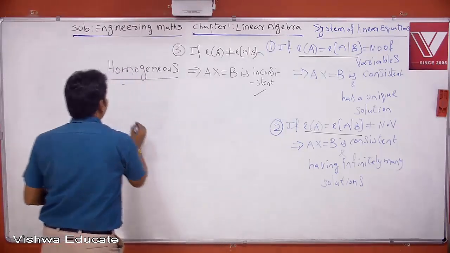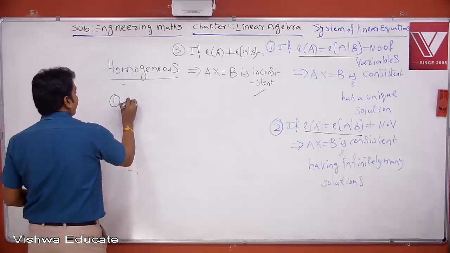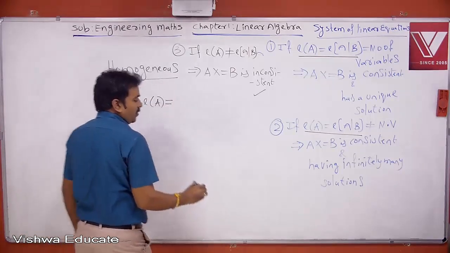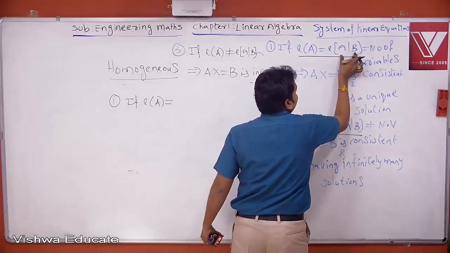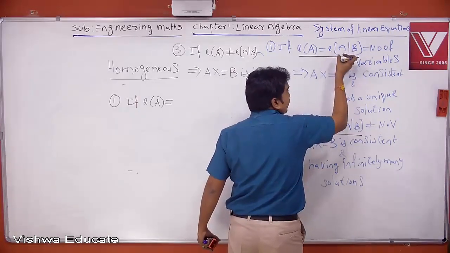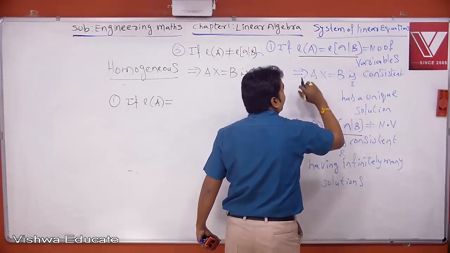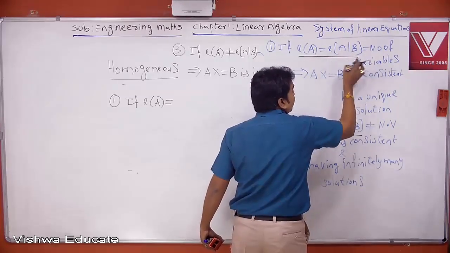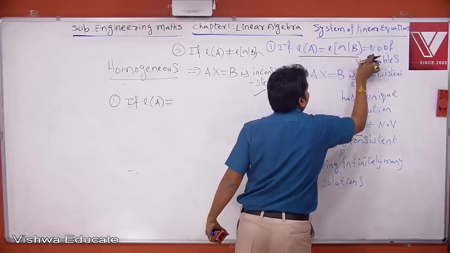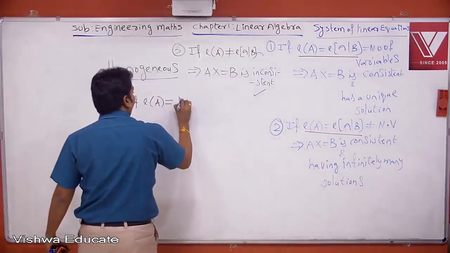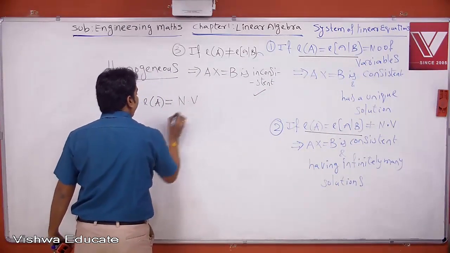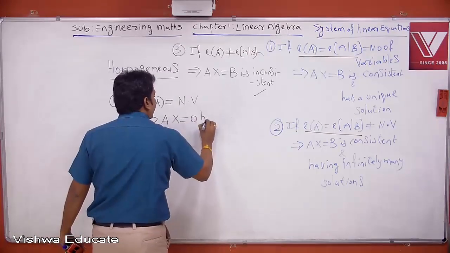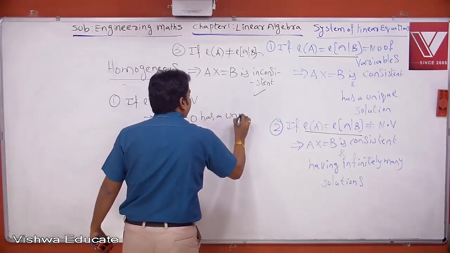Now you can see case 1. If rank of A is equal to... you need not compare with rank of A slash B. That is for checking consistency. This is always consistent, so you need not check. Here B is a null matrix, so rank of A equals rank of A slash B only. So compare rank of A with the number of variables. If rank of A equals the number of variables, it implies AX = O has a unique solution.